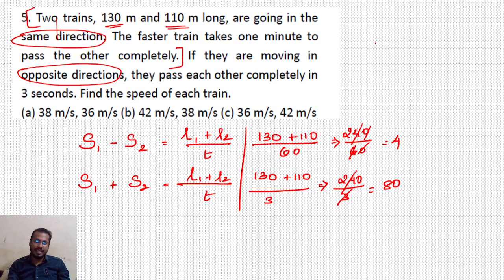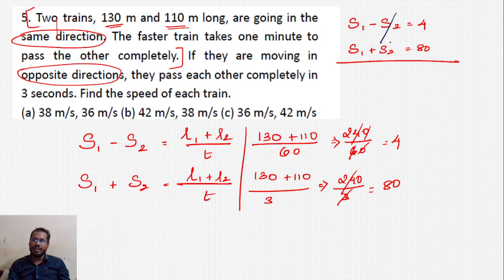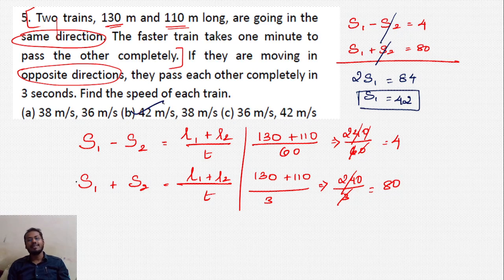Correct? So now look at this, guys. S1 minus S2 is equal to 4. S1 plus S2 is equal to 80. Now I can solve this, right? How easy it was. Just cancel S2, and 2S1 is equal to 84. S1 is equal to 84 by 2, that is 42, right? So if S1 is 42, then S2 will be 38. Option B is the right answer.